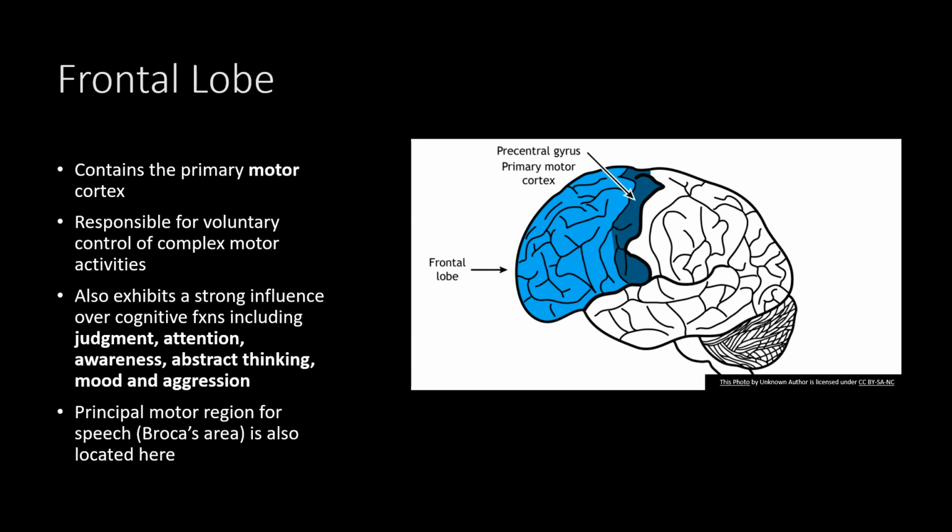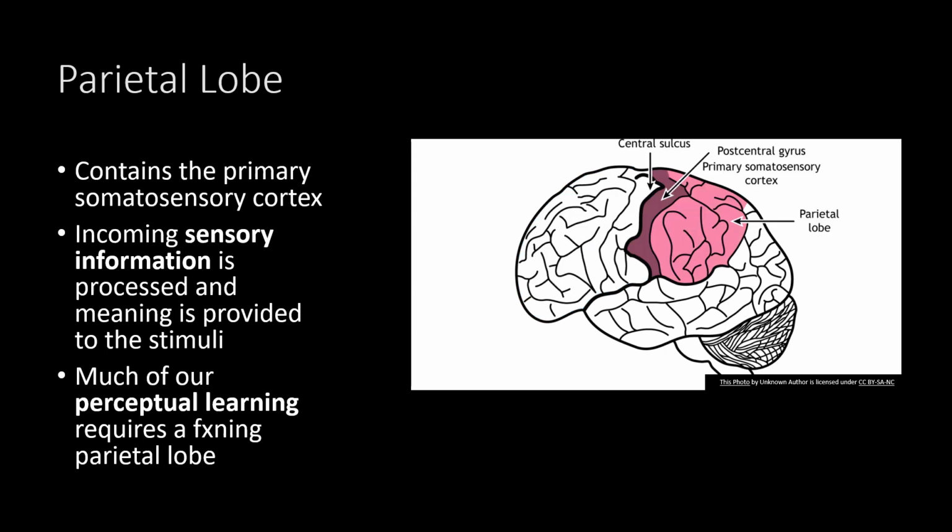It's also important to note that the frontal lobe houses the principal motor region for speech, known as Broca's area, and so patients who have difficulty formulating words to be able to speak will often have damage to the frontal lobe. The parietal lobe sits just behind the frontal lobe, and it contains the primary somatosensory cortex.